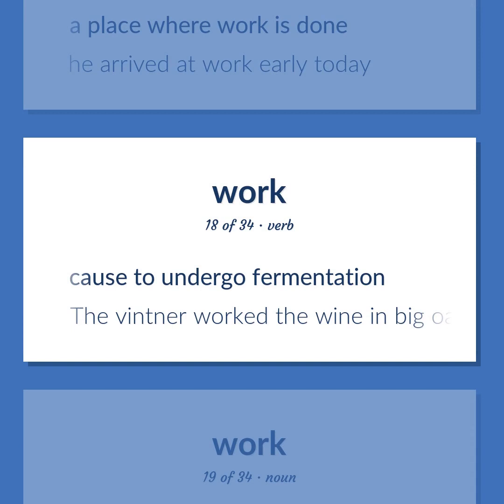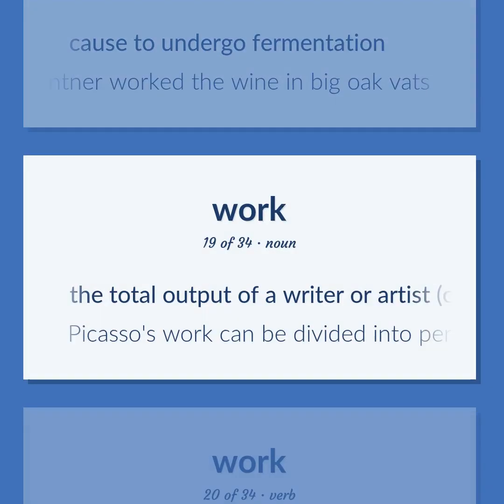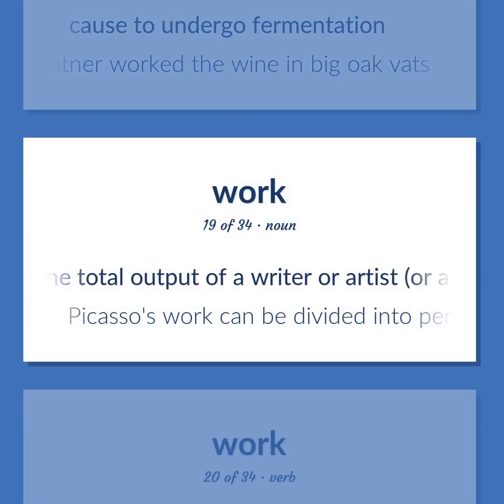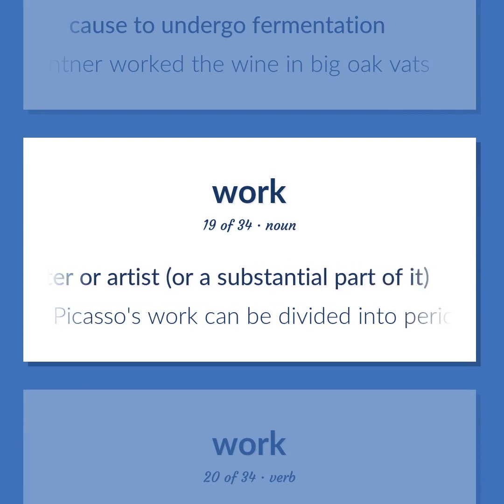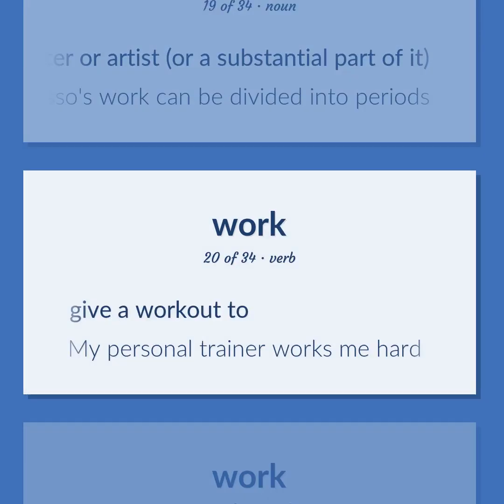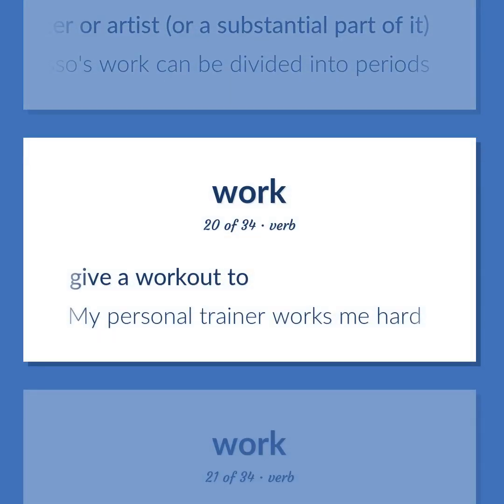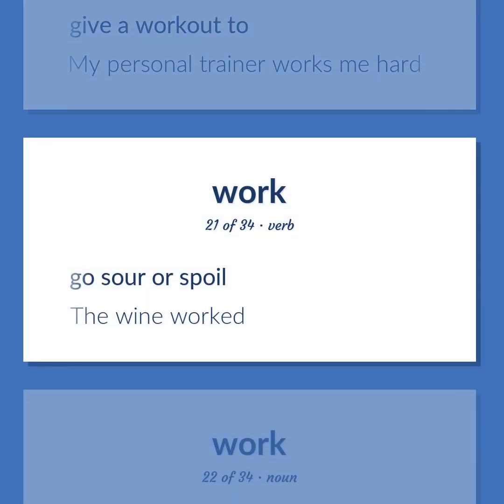Cause to undergo fermentation. The vintner worked the wine in big oak vats. The total output of a writer or artist, or a substantial part of it. Picasso's work can be divided into periods. Give a workout to. My personal trainer works me hard. Go sour or spoil. The wine worked.